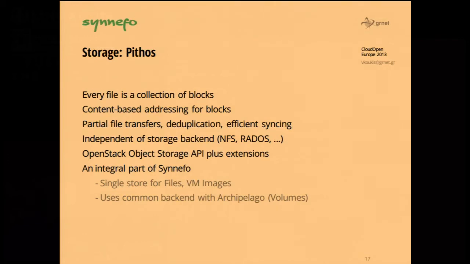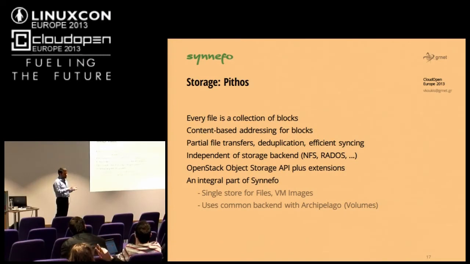Our storage part, files, images, snapshots, everything is stored on the storage part. Everything that goes on the storage part is chopped up in blocks of 4 megabytes, and these blocks are content addressable. So we can do efficient partial file transfers on the client side. If everything is content addressable, the client can hash local data, can ask for the creation of specific files on the server, and the server only has to reply with the missing blocks, right?